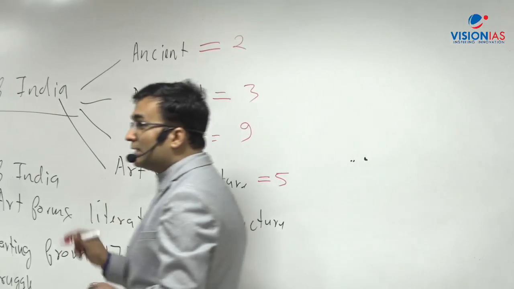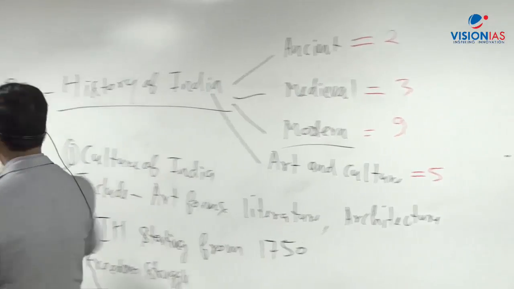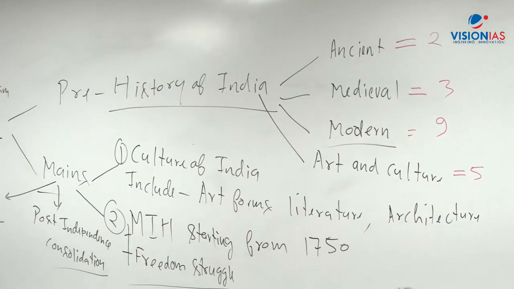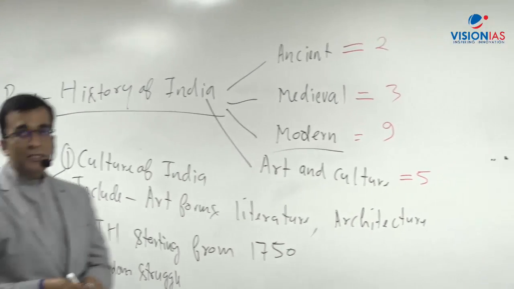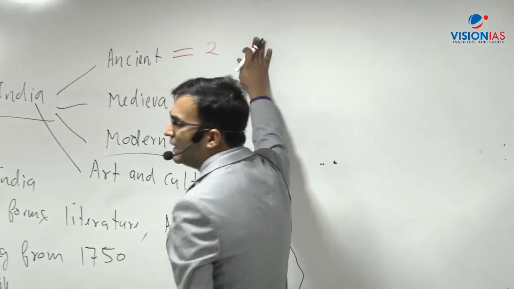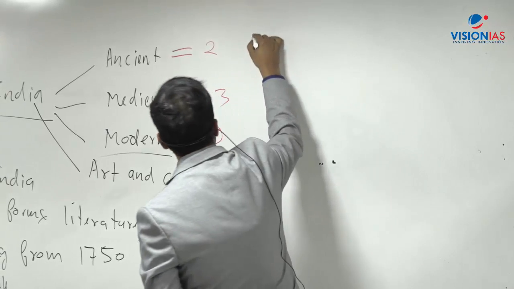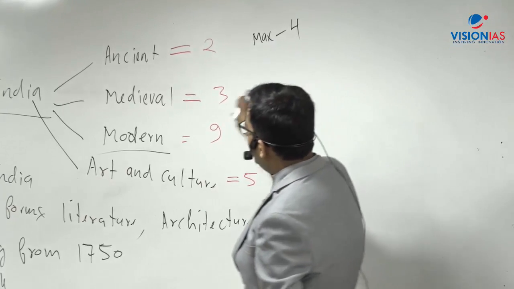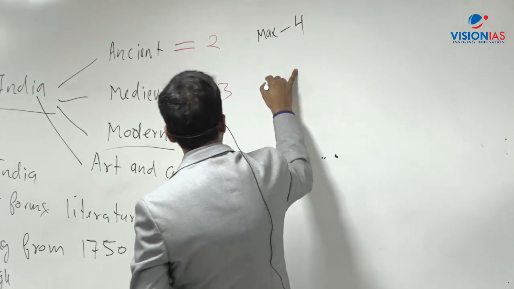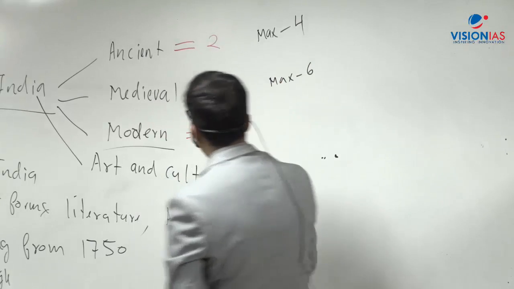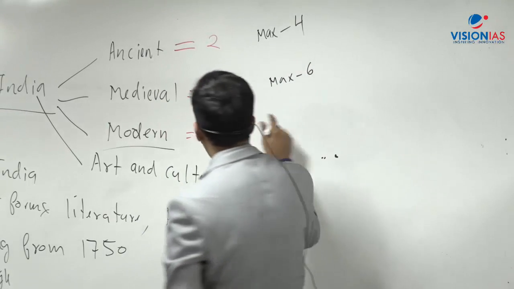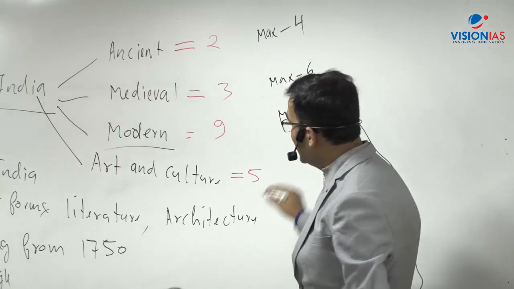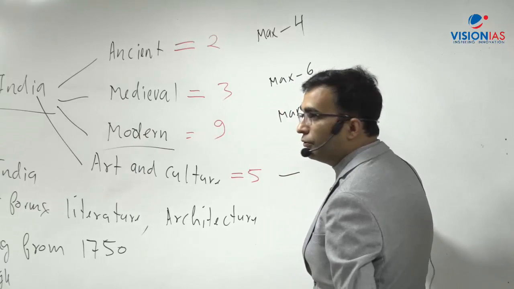Meaning that in which year there were more questions from one section and in which year fewer. So when we look at the maxima and minima, the maximum number of questions from ancient history does not vary very much. Okay? So the maximum was 4. Then when we look at the medieval, the maximum was 6. And then modern, the maximum could go to 17, and then art and culture, the maximum could go to 14.